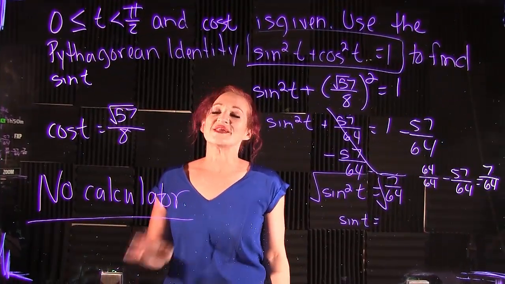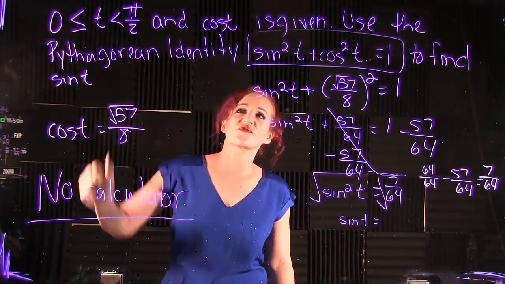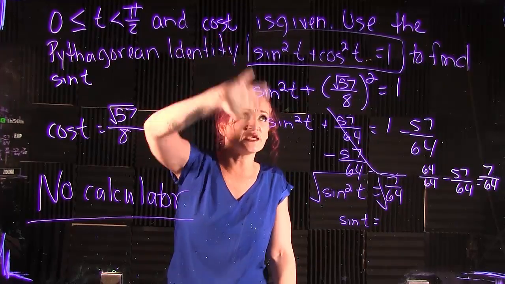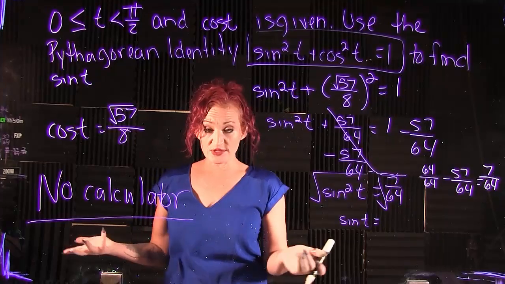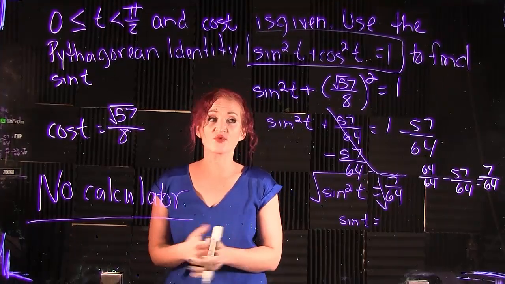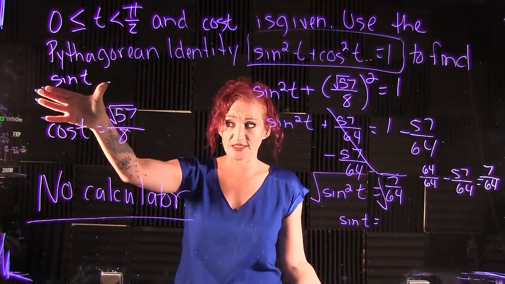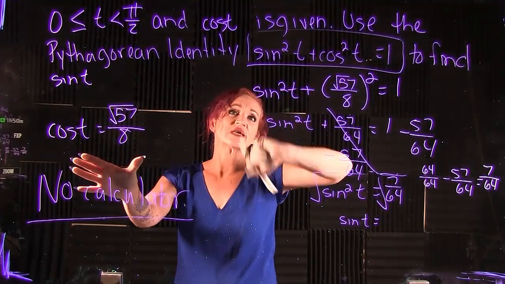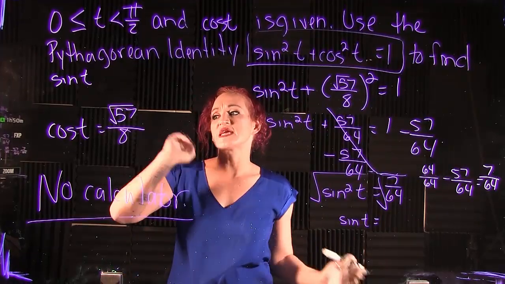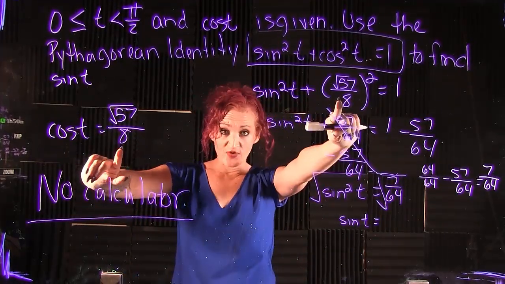All right, so we are told that t is in the first quadrant and that cosine t is given. Use the Pythagorean identity, sine squared t plus cosine squared t is equal to 1, in order to find sine t. So we're given cosine t, and we're told we need to use Pythagorean's identity right over here. So we're going to take that cosine t, we're going to plug it in for cosine right over here.